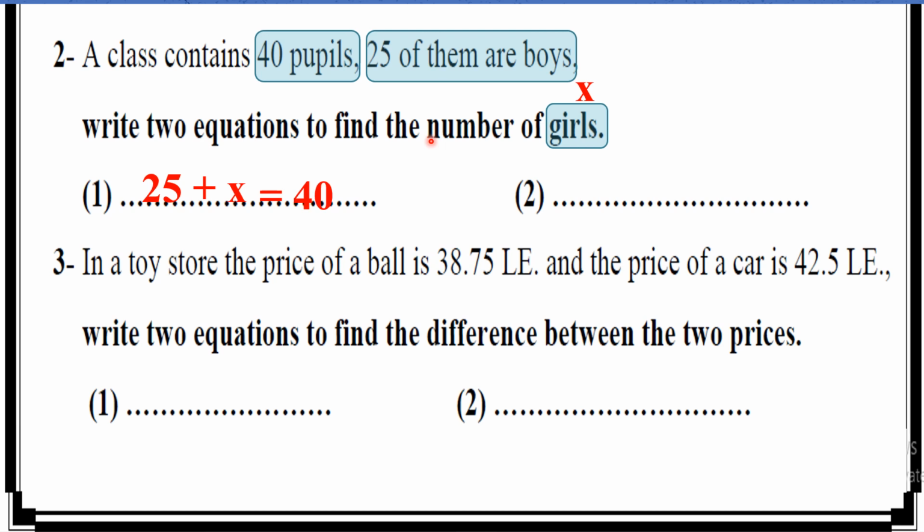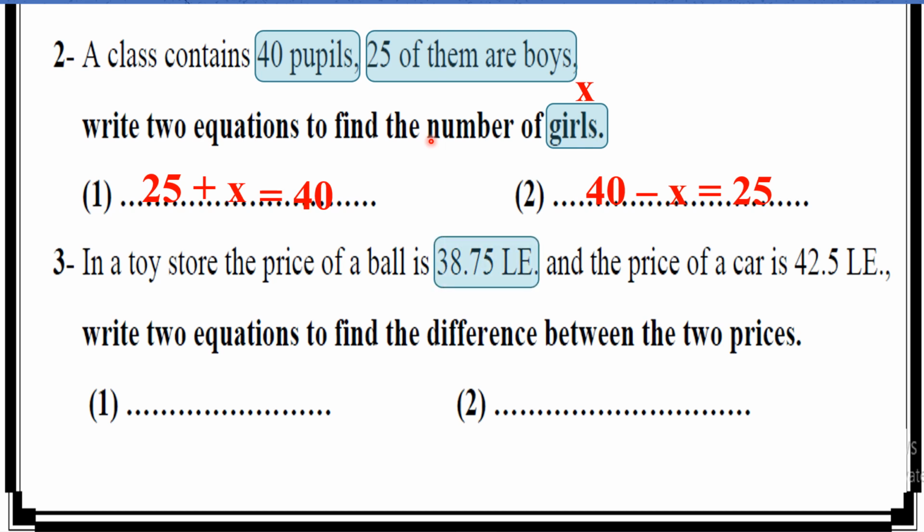And now, let's write the equation. The total number of the class is 40, which contains boys and girls. So the first equation will be boys plus girls to give me the total number. So 25 plus x equals 40. And also we can say 40, the total number of pupils, minus the girls to give me the boys.